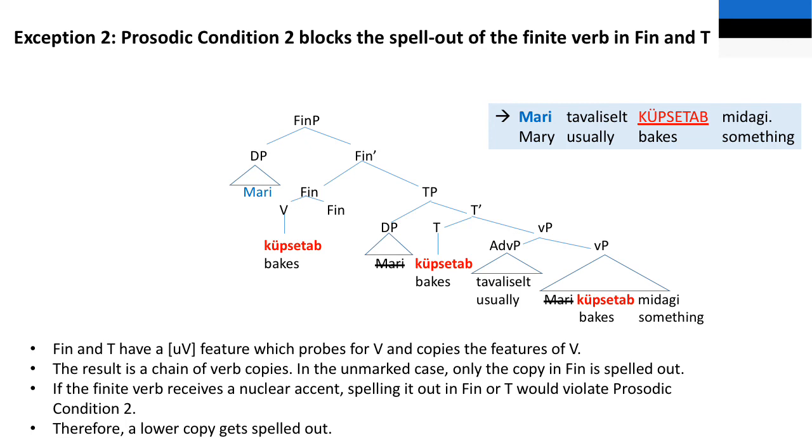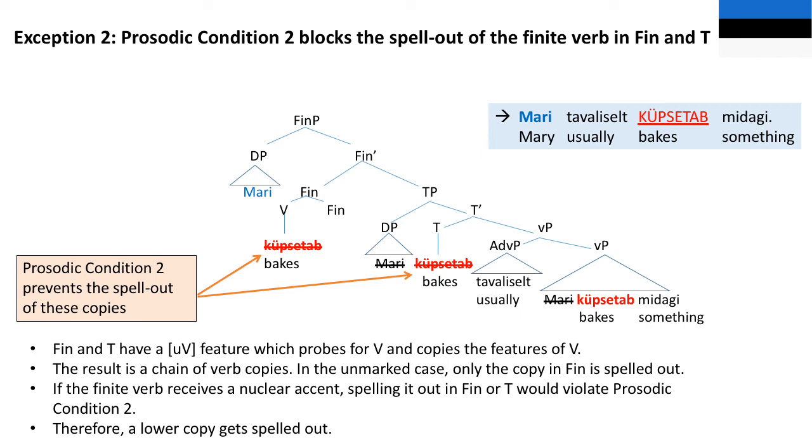The effect of the second prosodic condition is illustrated in this figure using the sentence Mari tavaliselt küpsetab midagi. Mary usually bakes something. The finiteness head and the tense head copy the features of the verb, which results in a chain of verb copies. In the unmarked case, only the highest copy is spelled out. However, if the finite verb receives a nuclear accent, spelling it out in Fin or T would violate the prosodic constraint. Therefore, the spellout of these copies is blocked. Instead, a lower copy gets spelled out.